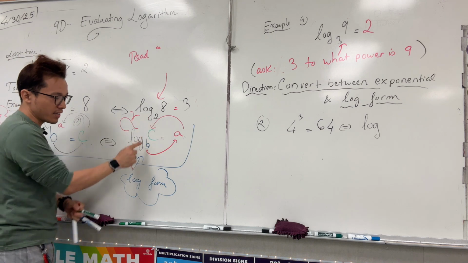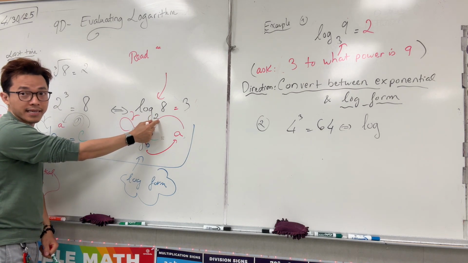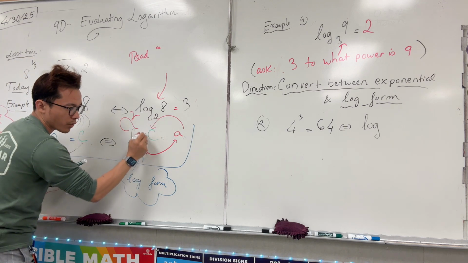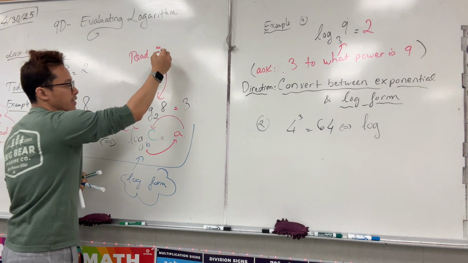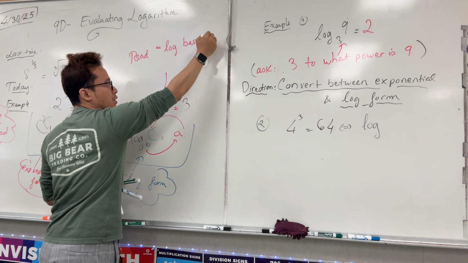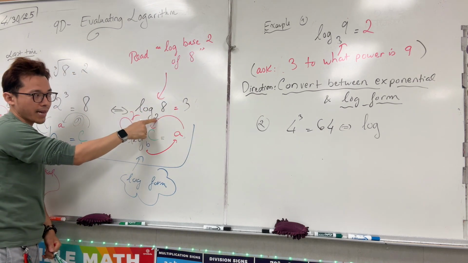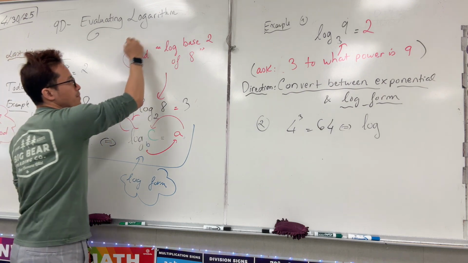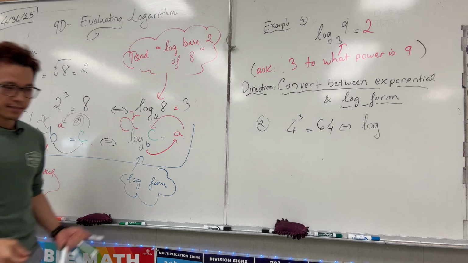You're gonna say this. Did you see that I wrote this one very low, right? This is the base. So B right here is the base. You cannot write it at the same level. You need to write it small like this. So this is read log base 2 of 8. Okay, that's how you read it. Log base 2 of 8.